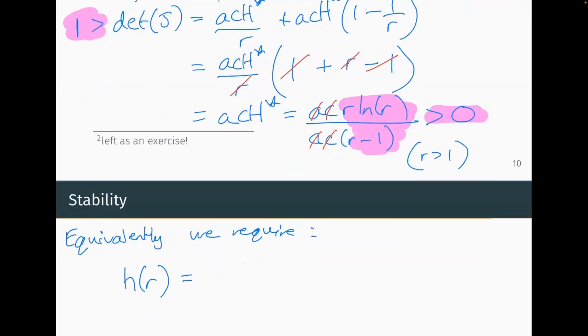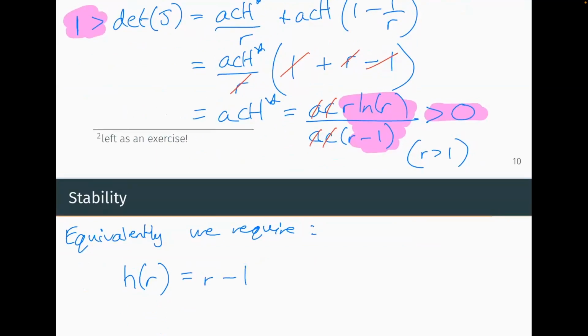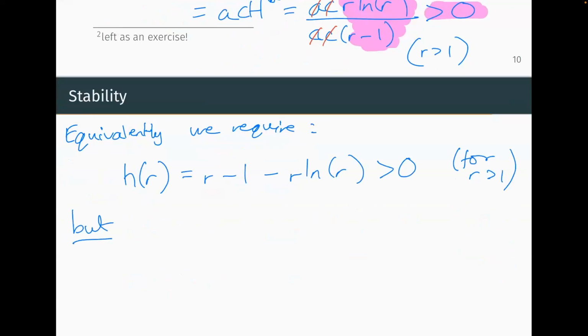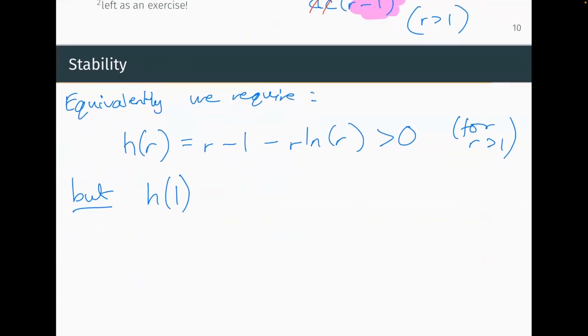So if we define a function h of r, which is equal to r minus 1 minus r log r, we want this to be greater than 0 whenever r is greater than 1. But if we think about what happens when r is at its minimum value, so we're assuming that r is always greater than 1, what happens if r is equal to 1? That'd be just at the threshold where the host is able to survive, okay?